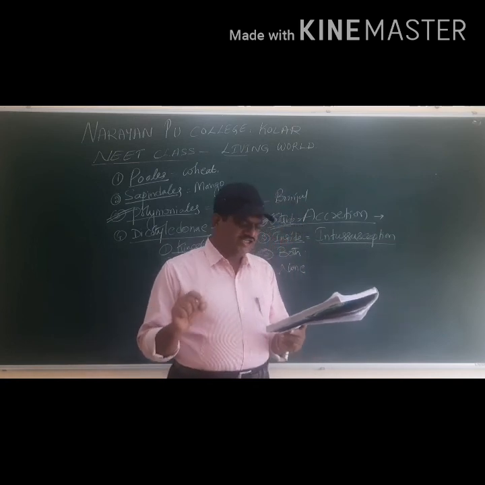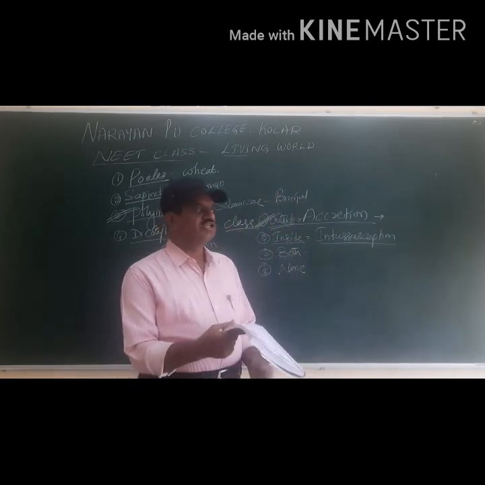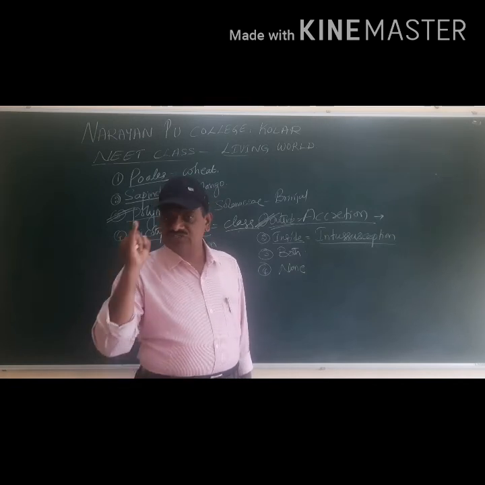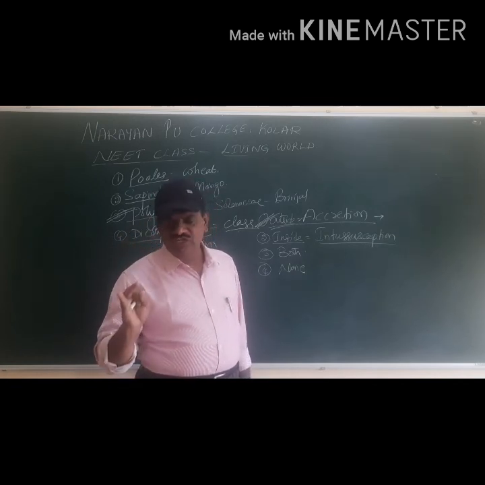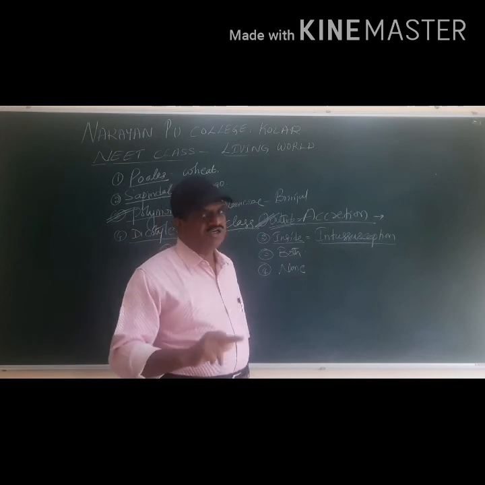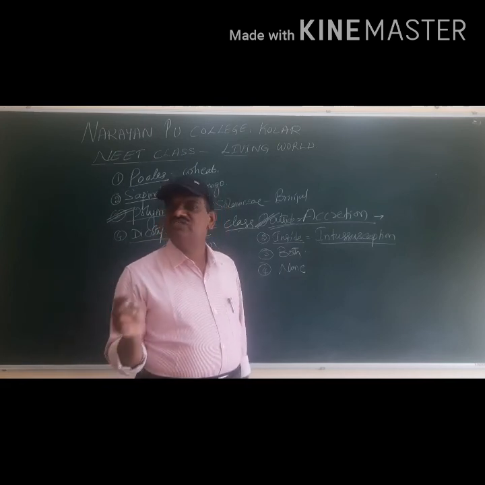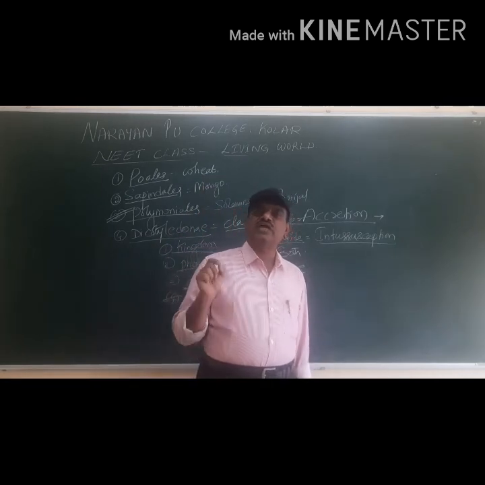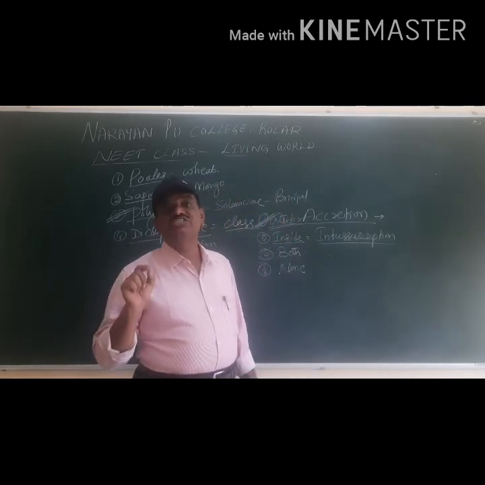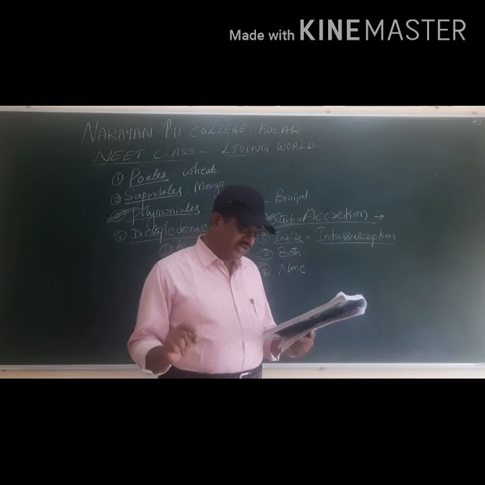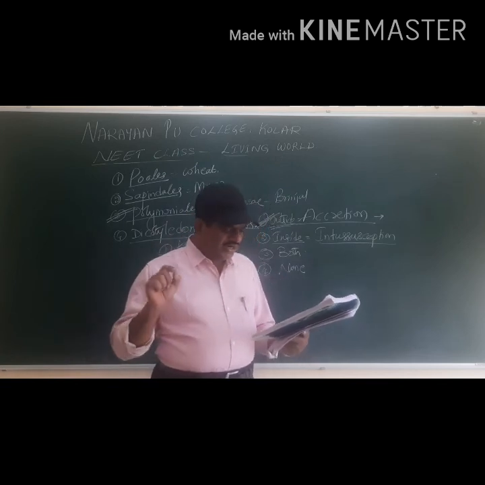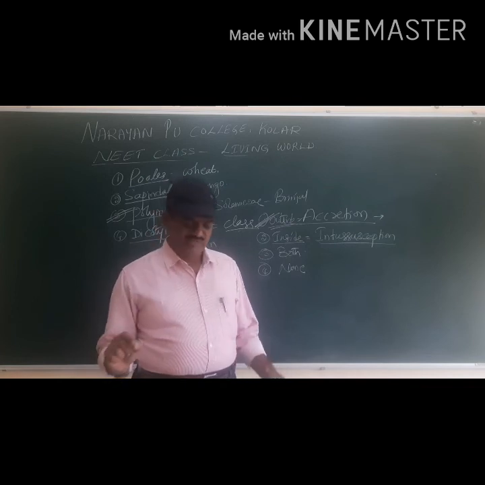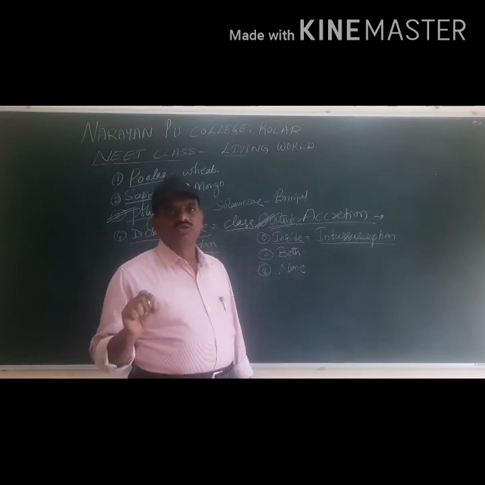So the branch dealing with classification is taxonomy, and it should always be studied in order. First, identification. The second one is description. The third one is nomenclature, and the fourth one is classification. So it is in a regular order. Taxonomy is also called systematics. So the fourth option is nomenclature. The word nomenclature is nothing but the naming of an organism. Naming of an organism is called nomenclature.